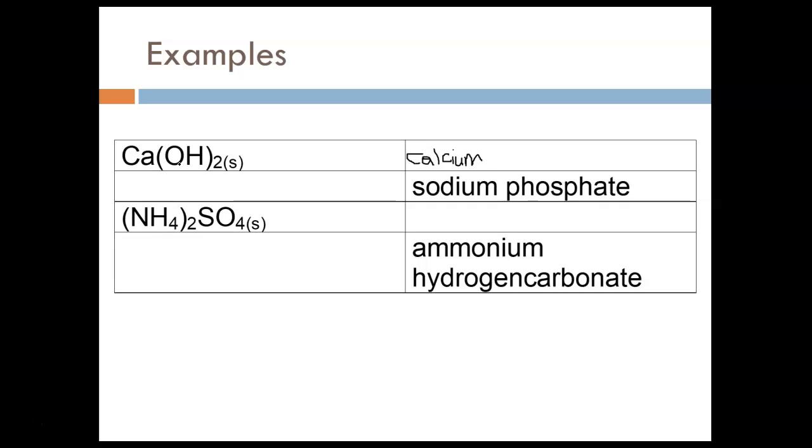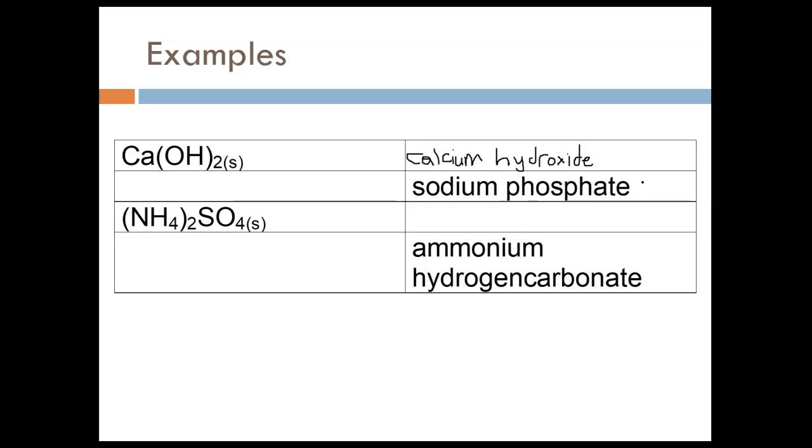Okay, and then here is our non-metal, but it's actually a polyatomic, and we just write down whatever the name of the polyatomic is inside our data booklet above our periodic table. So this is calcium hydroxide. Pretty simple.